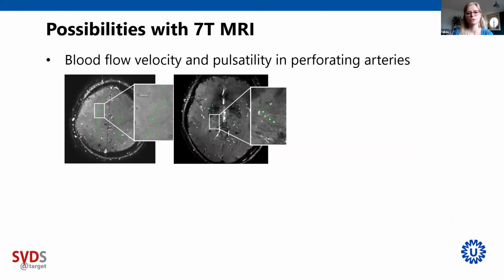7 Tesla MRI opens up some new possibilities. For example, we can zoom in and image individual perforating arteries, for example, in the centrum semiovale and basal ganglia, as you can see here. All the green little circles are individual perforating arteries, and within these arteries, we can measure blood flow velocity and blood flow pulsatility.